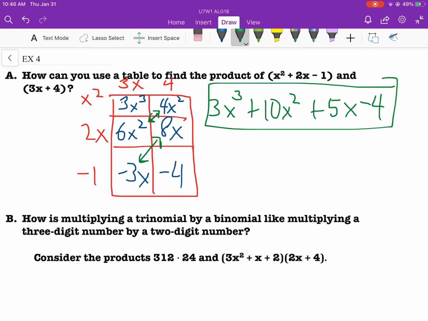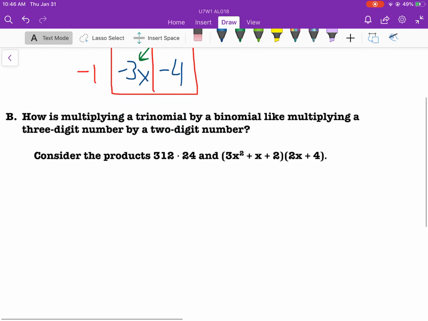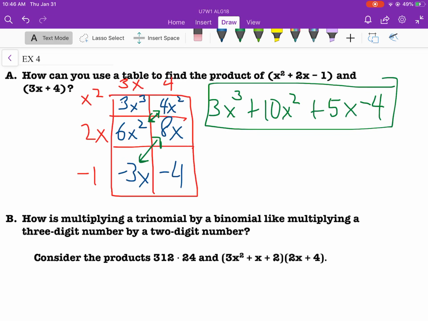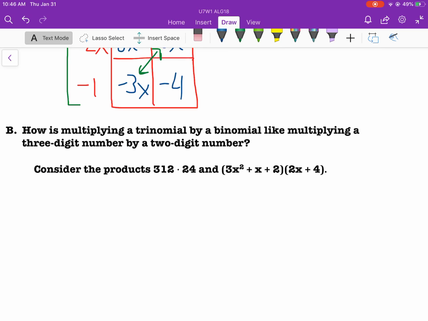How is multiplying a trinomial by a binomial like multiplying a 3-digit number by a 2-digit number? So that's what we just did here with this table. We created a side that was 3 terms by 2 terms. It's kind of the same thing as when you line up numbers, but you line them up so that the place values are the same. So when you write 312, you put 24, 2 under the tens place, 4 under the ones place, and then you just multiply.